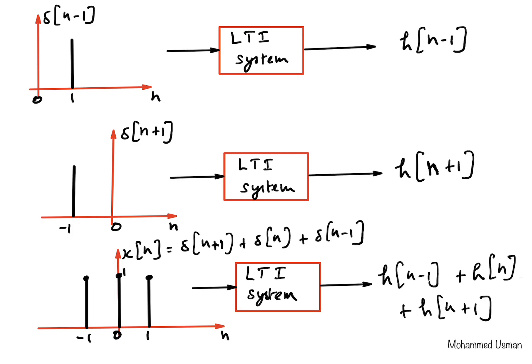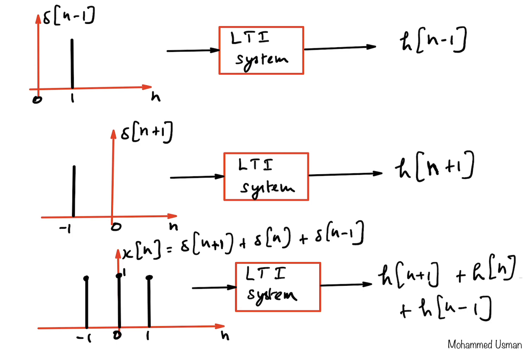So we have put delta of n in the middle, delta of n minus 1, which is the right shifted version, and delta of n plus 1, which is the left shifted version. You can write it either way, it doesn't matter. Changing the order of addition doesn't change anything, but I'm just trying to be consistent. So this will be h of n plus 1 plus h of n plus h of n minus 1.